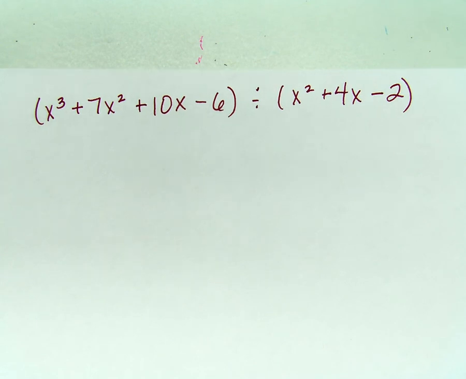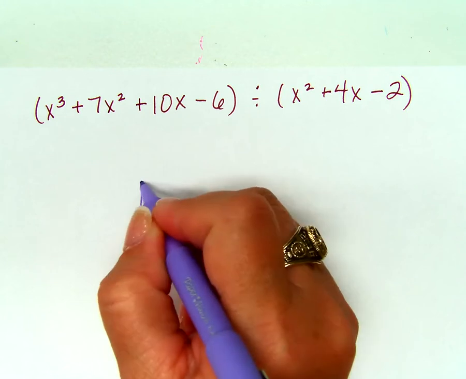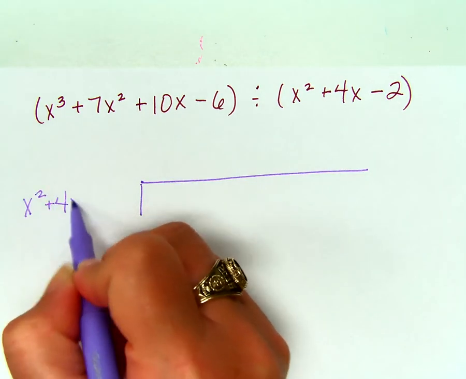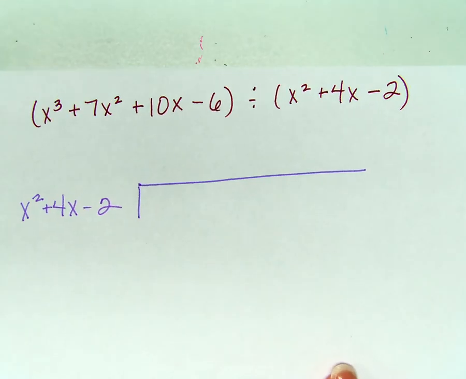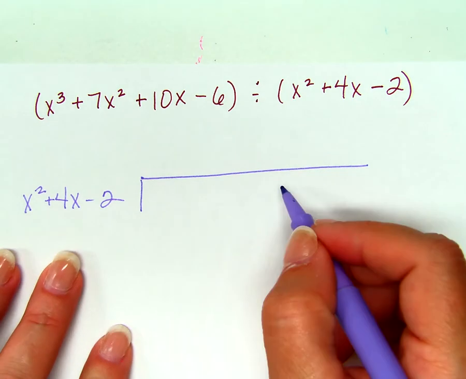All right, can you set it up? What goes where? X squared plus 4x minus 2 is outside the box. What goes inside the box?